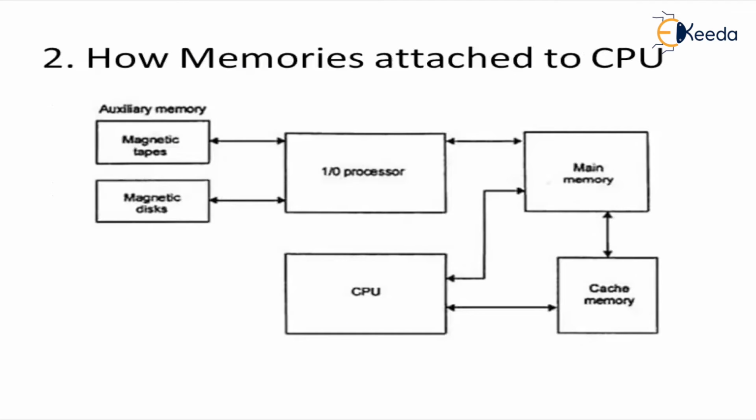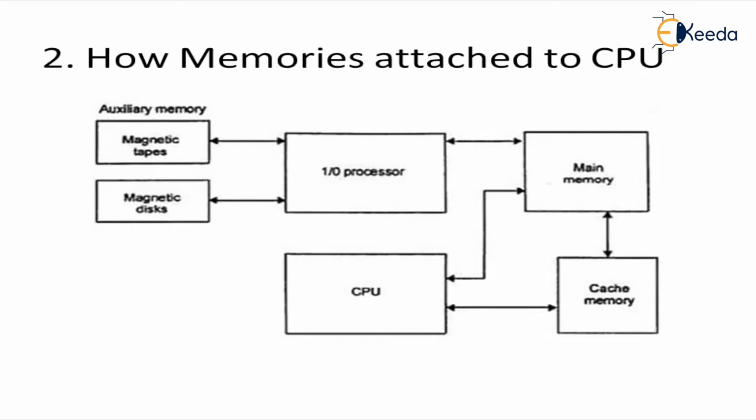So, what are the different types of memory and how are they attached? Now, the memory is classified in the current diagram as the memory used by the IO processors, the main memory, and the cache memory. Similarly, there is the auxiliary memory, called magnetic disk and magnetic tapes. What do you understand by auxiliary memory? Auxiliary memories are those memories which are attached externally, in the form of magnetic tapes or magnetic disks.